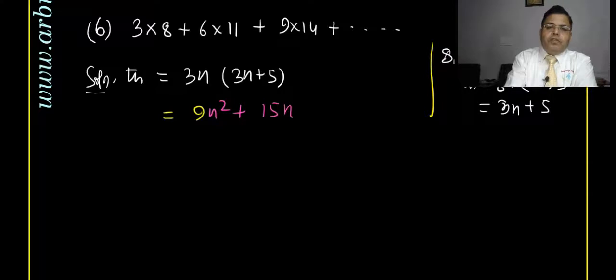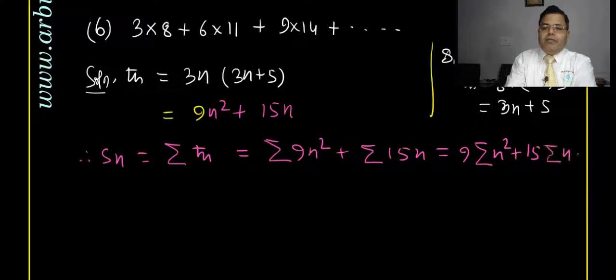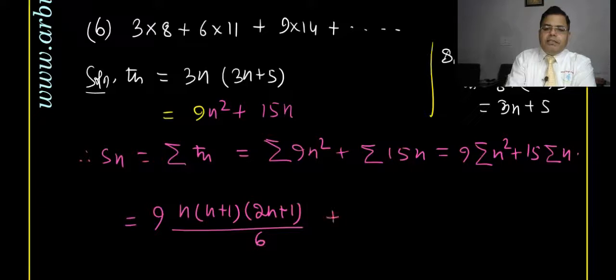Right? Now Sn is equal to sigma Tn, and that will give sigma 9n square plus sigma 15n. That will be 9 sigma n square plus 15 sigma n, where 15 is taken out. Therefore that will be 9 times sigma n square, which is n into n plus 1 into 2n plus 1 whole divided by 6, plus 15 into n into n plus 1 whole divided by 2.